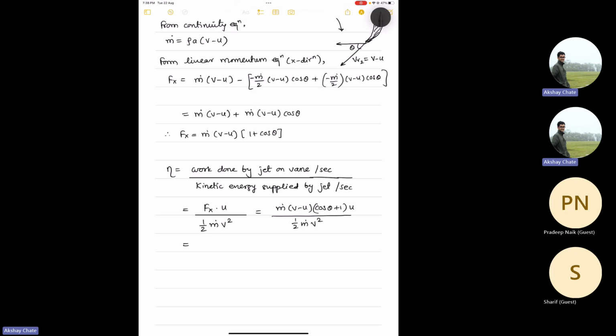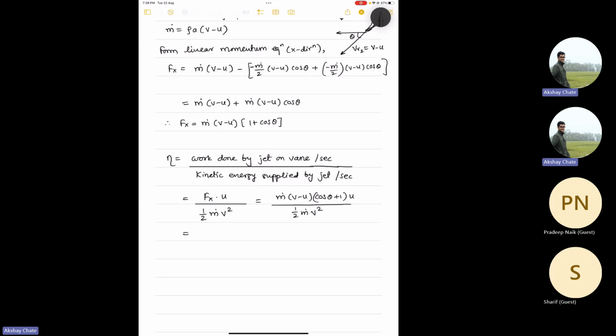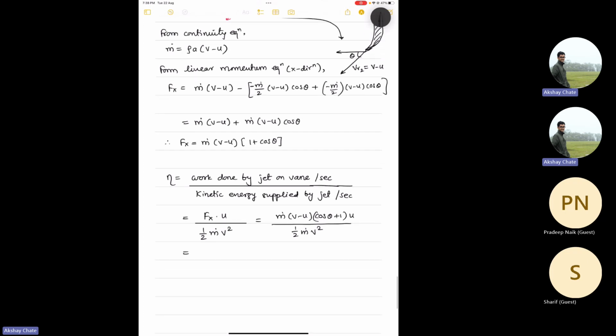Now you need to put m dot value also, which is rho a (v minus u). Actually, I should not. Okay, anyway, so rho a (v minus u).